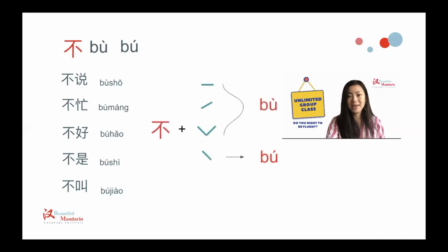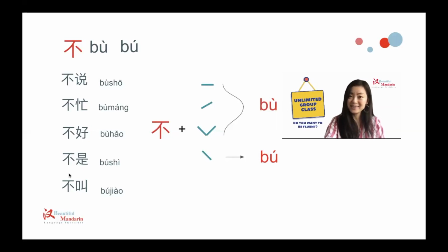From this, you can tell, here is the rule. When 不 is followed by the first tone, second tone, or third tone, we read 不 as the fourth tone. But when 不 is followed by the fourth tone, we read it as the second tone, like 不.